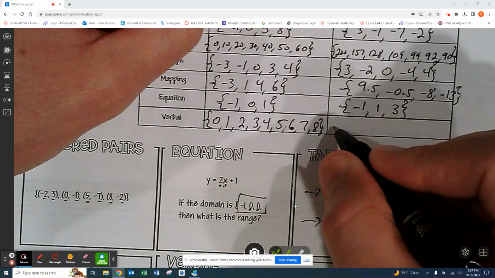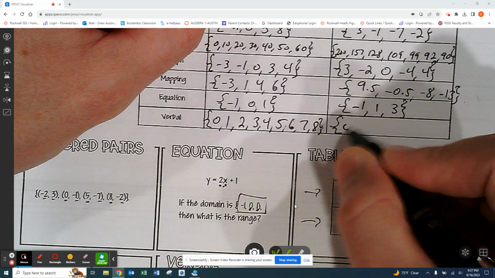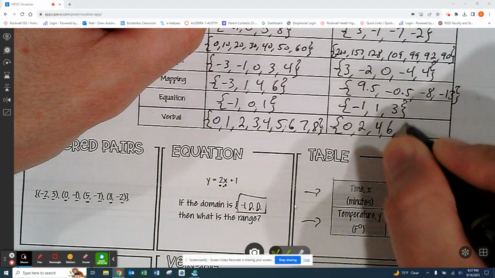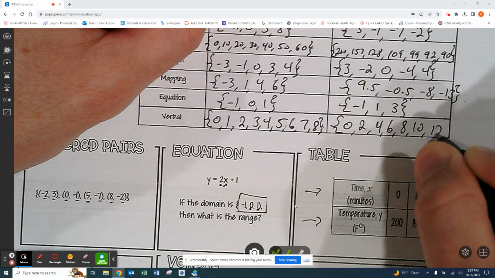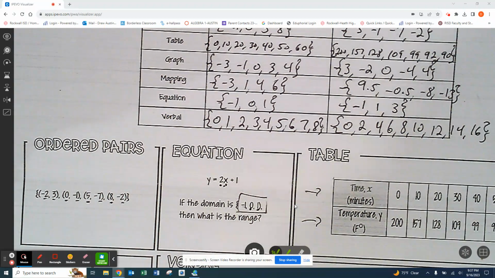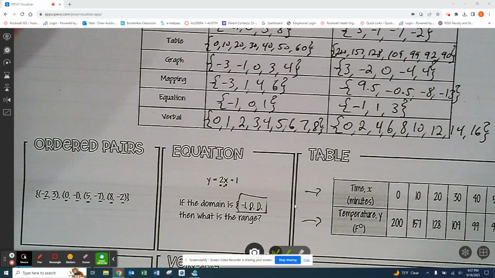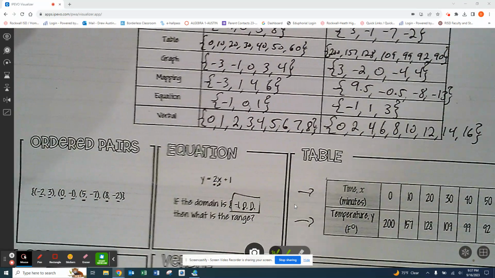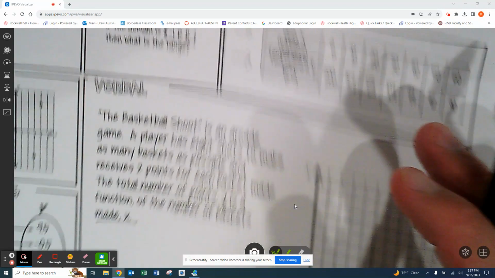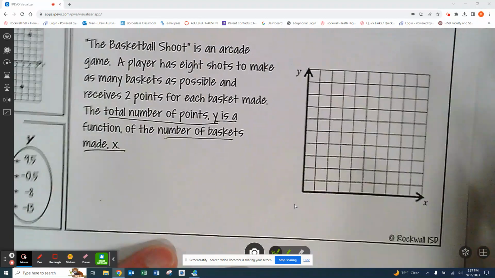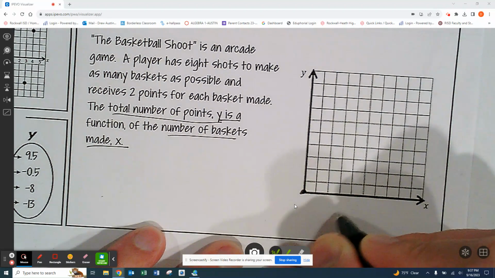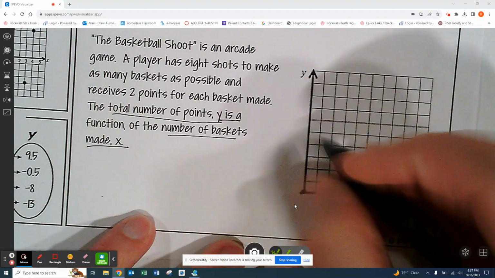And for the range, it's the set of points. So you may have made 0 shots, 2, 4, 6, 8, 10, 12, 14, and 16, because it's 2 points for every shot. The last thing, and one of the more important things, is we should actually graph this on our table below here. There's 2 different ways that you could do this graph. These are your shots. These are the points.